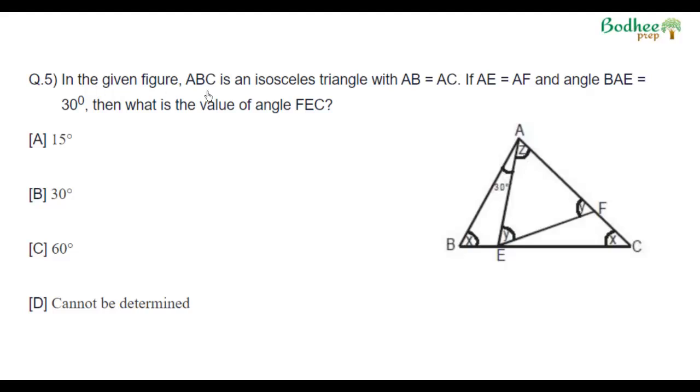Now in this question, we have been given that the triangle ABC is an isosceles triangle with the length AB is equal to AC. Similarly, AE is also equal to AF, and the angle BAE is 30 degrees. We need to find the angle FEC. Not a very difficult question, can be solved easily because we have to apply that in an isosceles triangle, if the sides are equal, then angles are also equal for the same side.